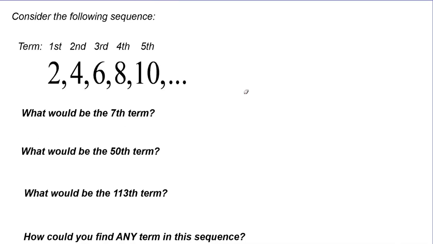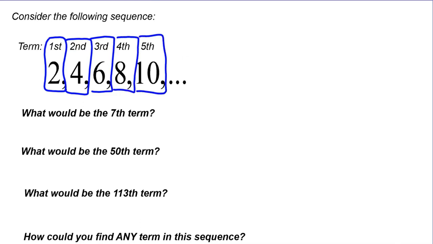So consider the following sequence: 2, 4, 6, 8, 10. So we're counting by 2s here. You can see that easily. So we want to use the fact that we know this is a predictable pattern to be able to describe it with an algebraic expression. So I've got the terms listed here. The first term is 2, the second term is 4, the third term is 6, the fourth term is 8, the fifth term is 10, and so on.